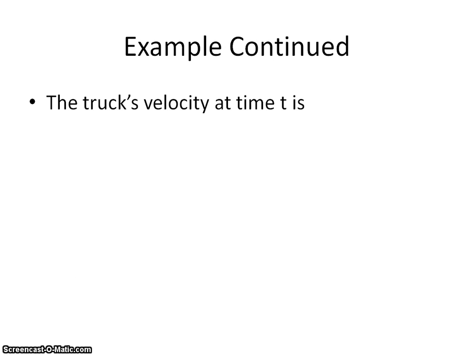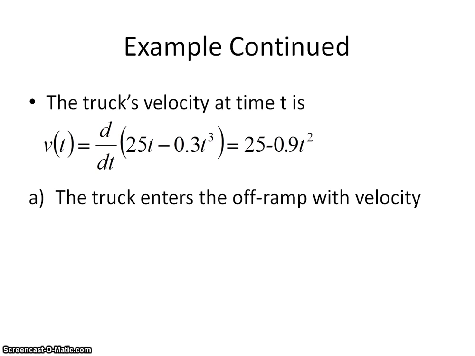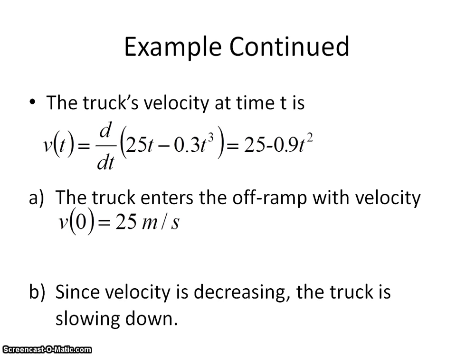So the truck's velocity at time t, we take the derivative of the position function, and we get 25 minus 0.9 t squared. And then the truck enters the off-ramp with velocity at 0, so it's 25 meters per second. And since the velocity is decreasing, the truck is slowing down.